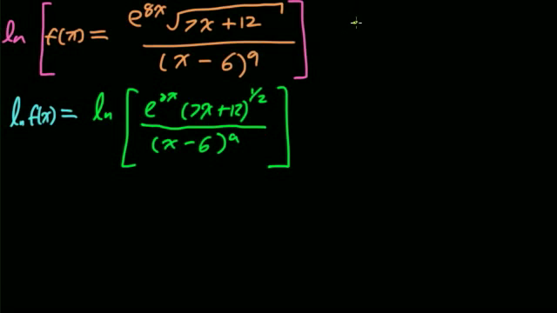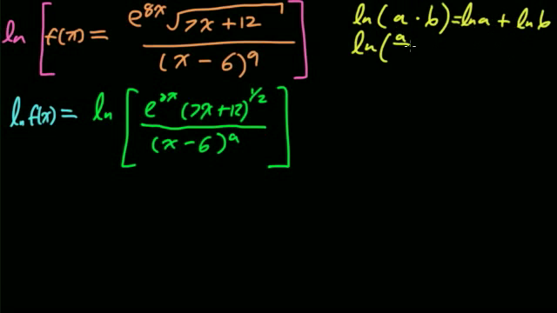The first one is, if we took the natural log of some expression a times some expression b, what can we rewrite that as? Well, we can rewrite that as the natural log of a plus the natural log of b. So we can split this up. How about this one? If we had the natural log of a divided by b, what can we rewrite this one as? You can probably guess: the natural log of a minus the natural log of b.